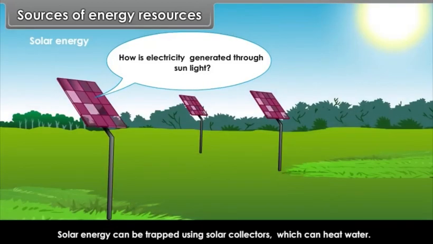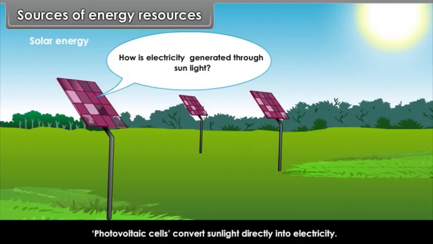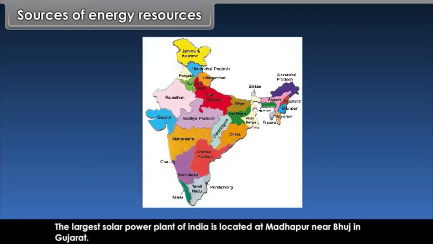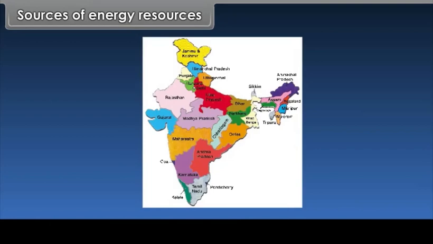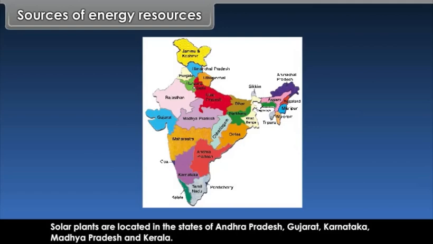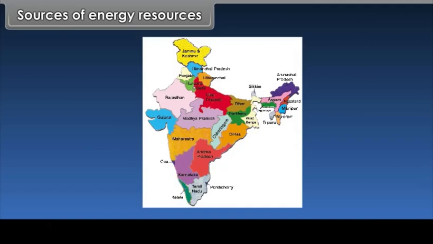How is electricity generated through sunlight? Solar energy can be trapped using solar collectors which can heat water. Photovoltaic cells convert sunlight directly into electricity. The largest solar power plant of India is located at Madhapur near Bhuj in Gujarat. Solar plants are located in the states of Andhra Pradesh, Gujarat, Karnataka, Madhya Pradesh and Kerala.